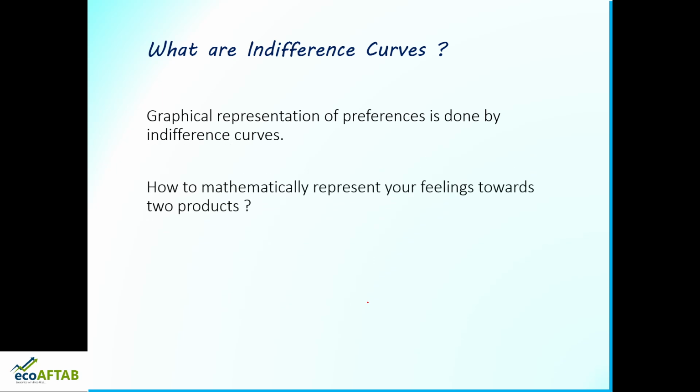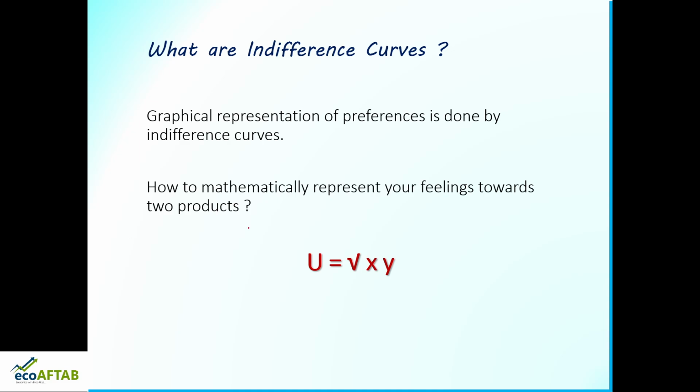But what is the meaning of indifference curve? Separate combinations of different goods giving the same level of satisfaction. So when we mathematically represent our feelings towards two products, how can we mathematically represent those feelings? It is by this particular function where u is equal to square root of x into y.